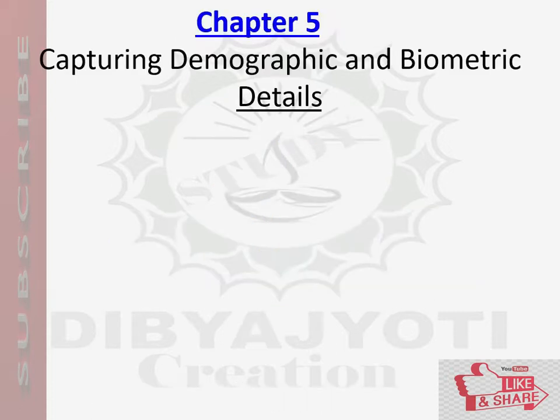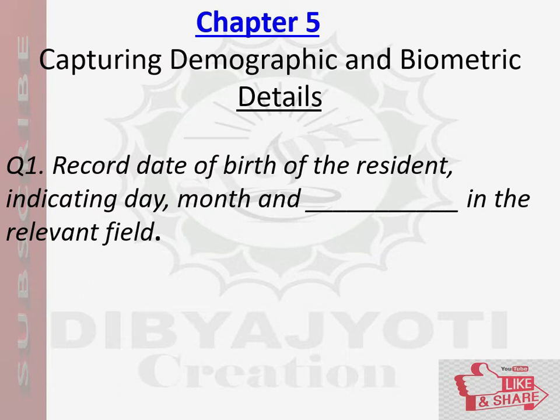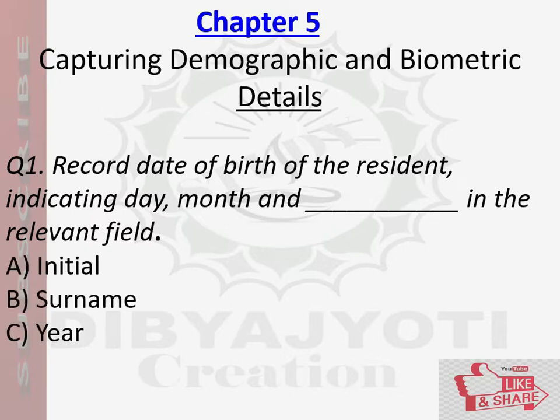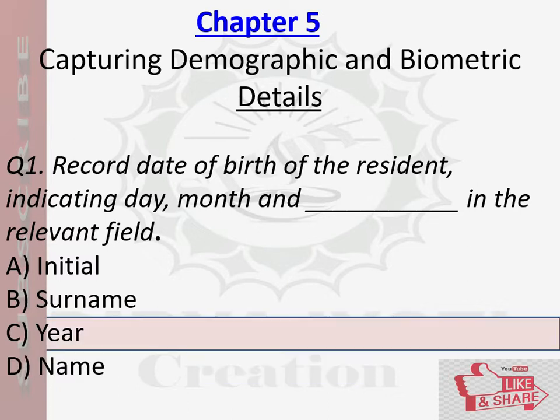Chapter 5: Capturing Demographic and Biometric Details. Questions. Question number 1. Record date of birth of the resident, indicating day, month and dash in the relevant fields. Options are: option A, initial; option B, surname; option C, year; option D, name. And the answer is option C, year.